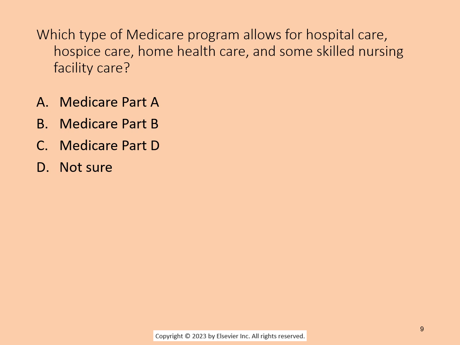Medicare programs allow for hospice care, home care, hospital, home health, and some skilled nursing facility. That's Part A. Part B covers prescription. Part D, like I said, covers office visits.